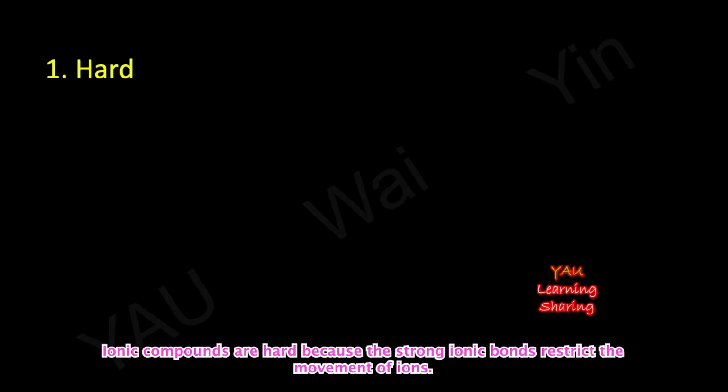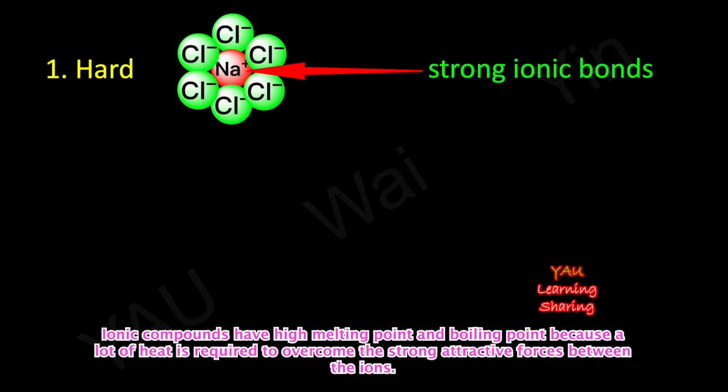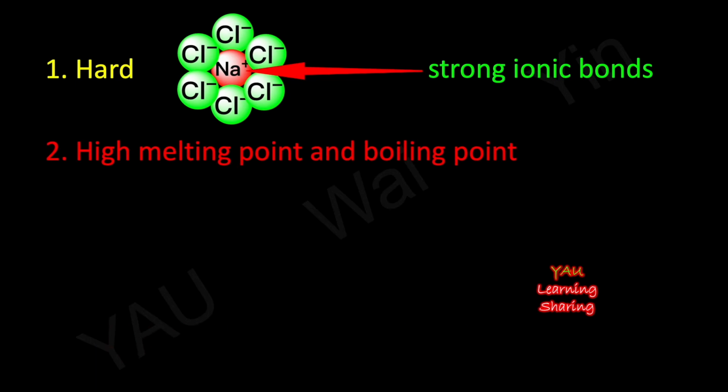Ionic compounds are hard because the strong ionic bonds restrict the movement of ions. Ionic compounds have high melting point and boiling point because a lot of heat is required to overcome the strong attractive forces between the ions.